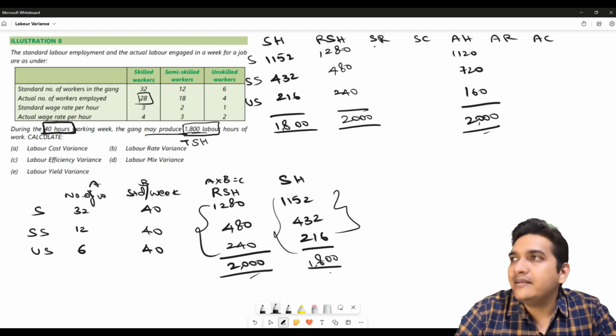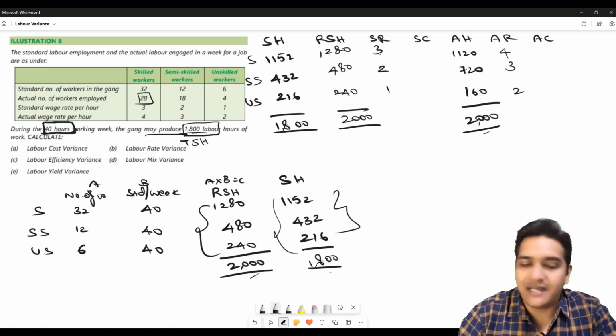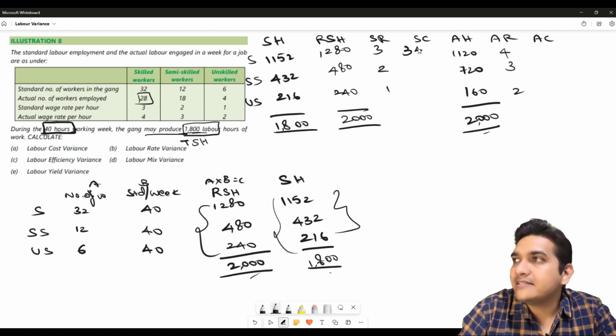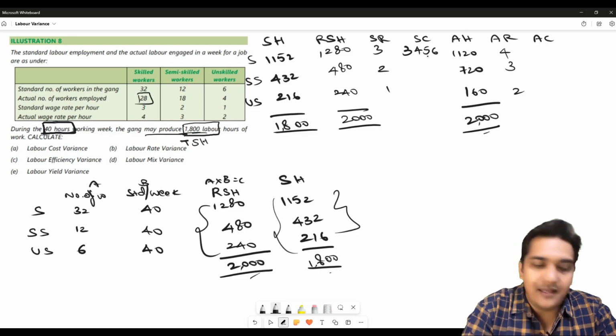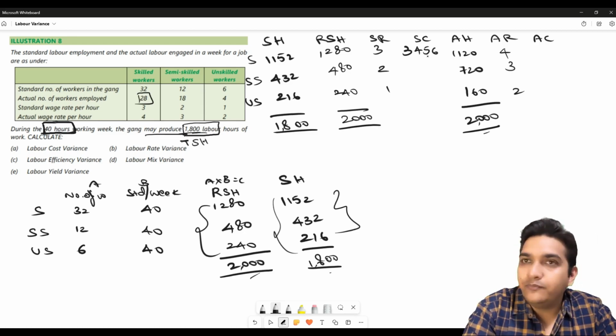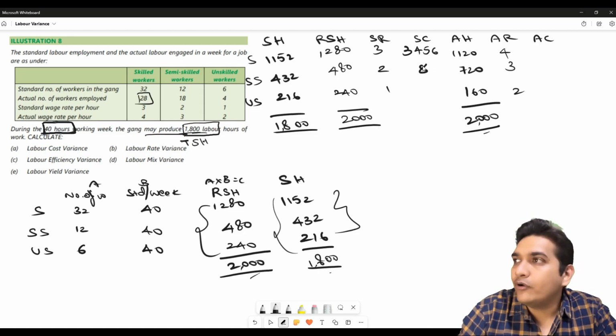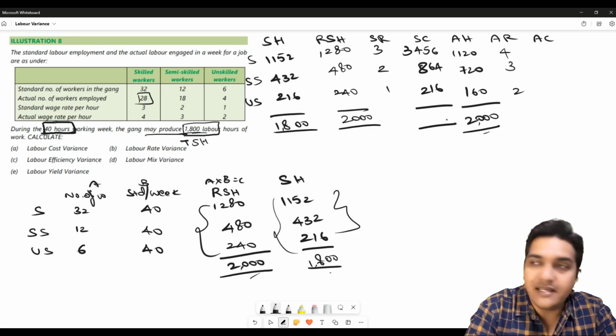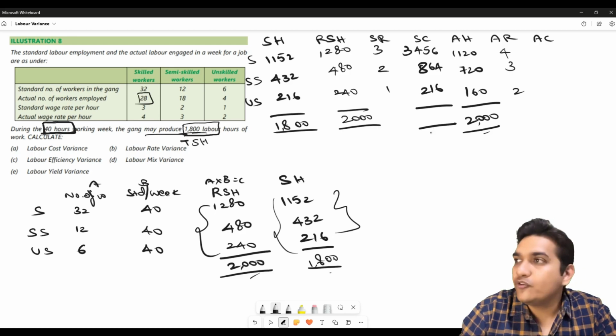Now, what is my standard rate? Standard rate is 3, 2, and 1. What is my actual rate? 4, 3, and 2. What will be my standard cost? 1152 into 3, 3456. 432 into 2, 864. 216 into 1, 216. What is the total? 3456 plus 864 plus 216. It comes to 4536.